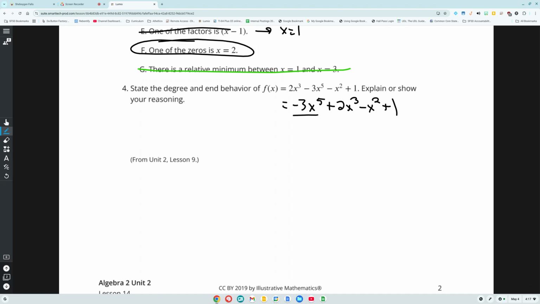And here I can clearly tell what my leading term is. My leading term is negative 3x to the fifth. Because my leading term is negative 3x to the fifth, I have a leading coefficient that is negative 3, which means my end behavior is getting flipped upside down. The degree is 5, which means my end behavior is not down, up, but up, down. All right. Keep going.